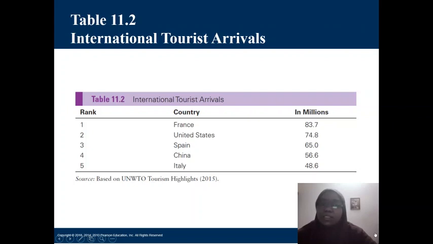So this is the international tourist arrival. It's also one of the factors. Don't forget that when we talk about the impact of tourism on the economy, we want to see how many jobs are created, and how much revenue is being generated. So apart from revenue generation from tax, you also want to see the international tourist arrival, how many tourists are coming in or visiting those particular destinations. And here, top on the list, we have France with 83.7 million, followed by the United States, Spain, China, and Italy with 48.6 million.